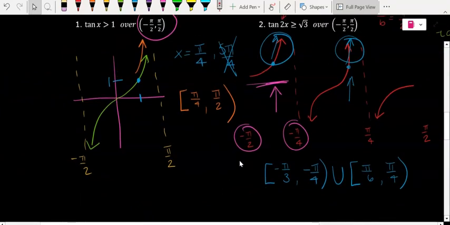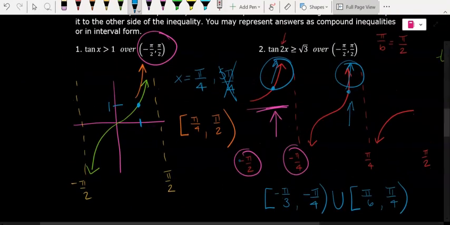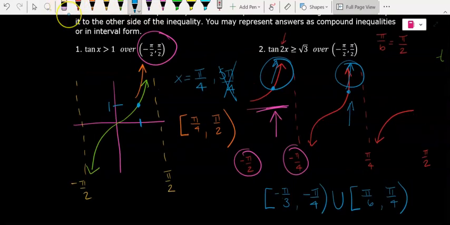All right. And I just noticed something. I thought about it when I was writing this over here. Notice, I wrote the answer wrong. This right here should have a parenthesis. Why should it have a parenthesis? Because my inequality is just greater than. It is not equal to. So it can't be the pi over 4, but it's everything to the right of pi over 4 and to the left of pi over 2.